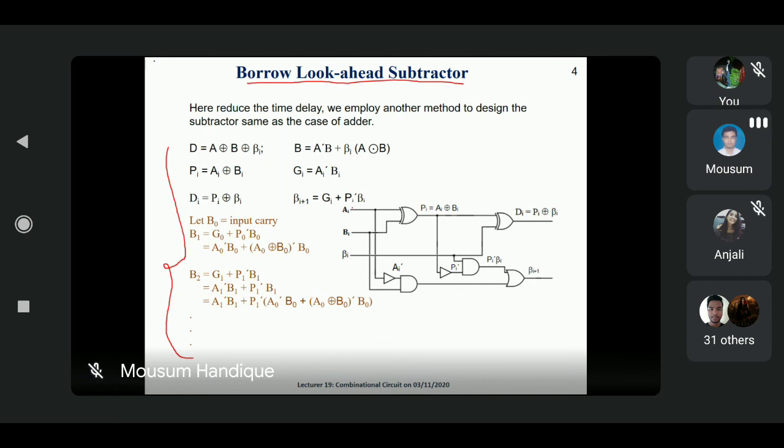Just remember, D means difference. And B means borrow here. And this one we are generating the borrow generate bit. Suppose we are especially using beta, because otherwise it would conflict with B. So difference means C. Just a minute.